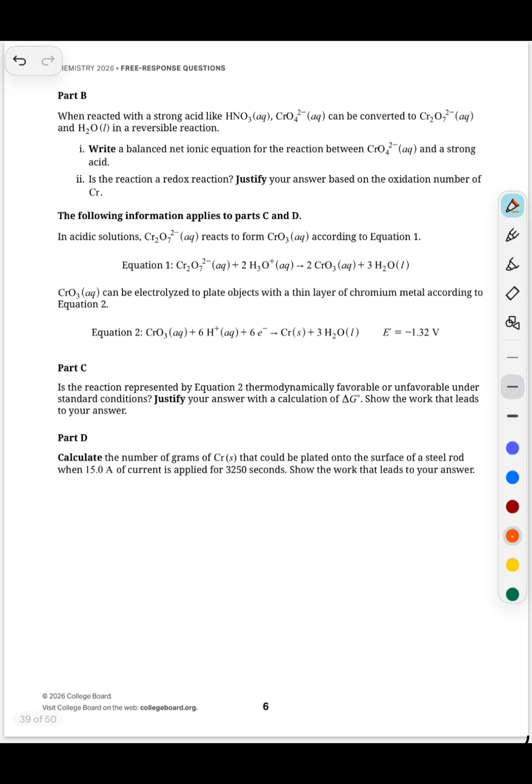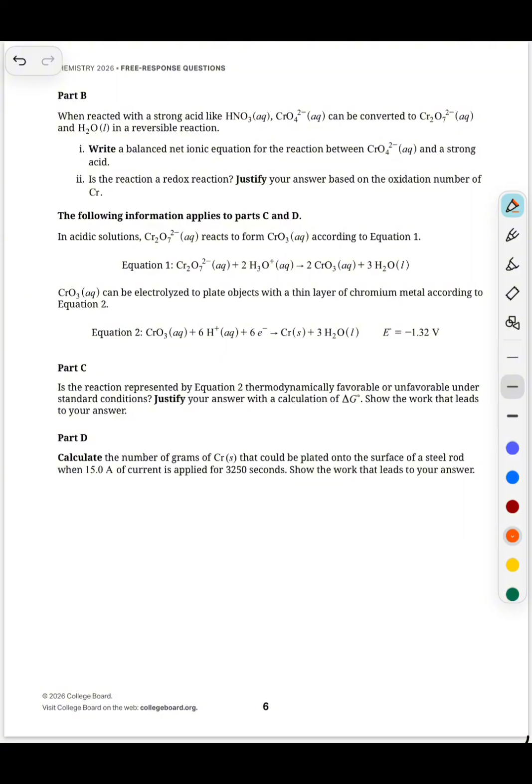For part B, they say that when the chromate ion is reacted with a strong acid, like HNO3, the CrO4 2- gets converted into Cr2O7 2- and H2O in a reversible reaction. They want us to write the balanced net ionic equation for this reaction with a strong acid. So you can use, I guess, any generic strong acid, but they give you one here, nitric acid. So we're going to go with that one.